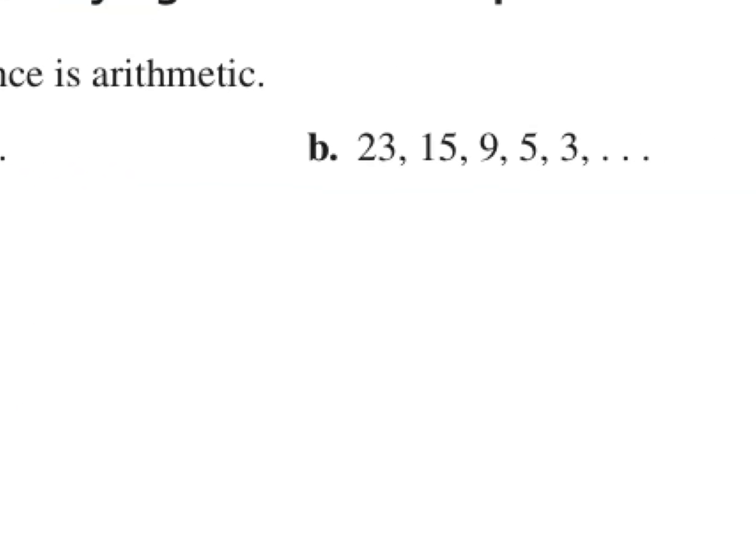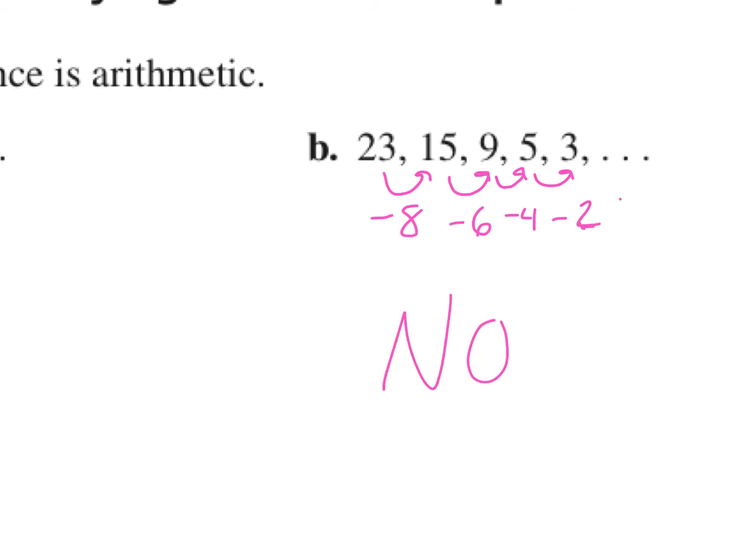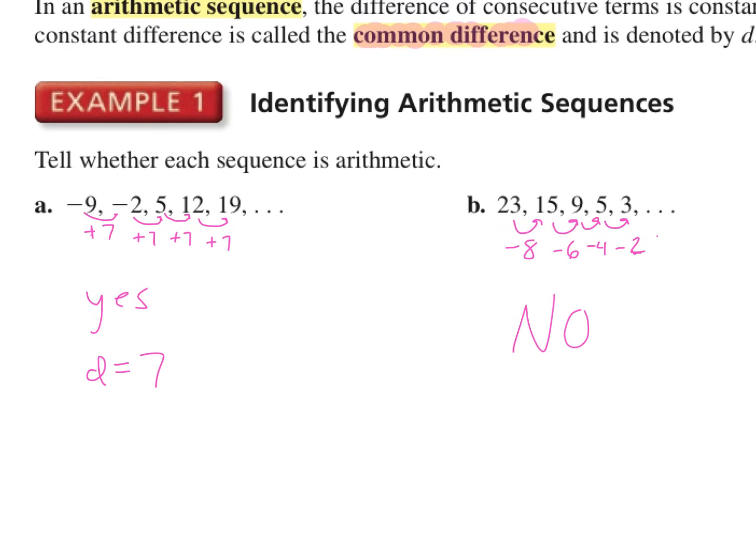All right, let's look at B. Here our numbers are getting smaller, so what are we subtracting to get from one number to the next? -8. What about from 15 to 9? What do we subtract? -6. And from 9 to 5? -4. And from 5 to 3? -2. So is this an arithmetic sequence? Nope. It's not adding or subtracting the same number. So not arithmetic. Any questions on these?